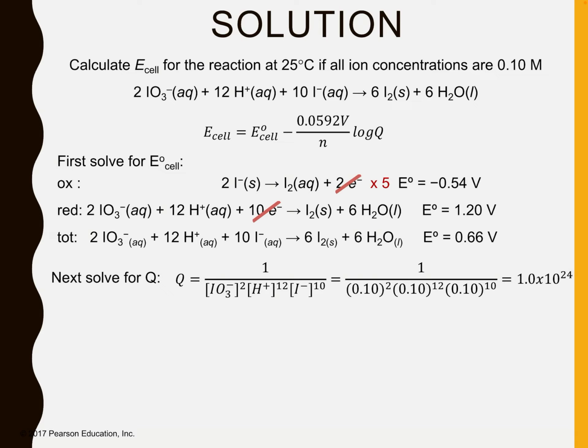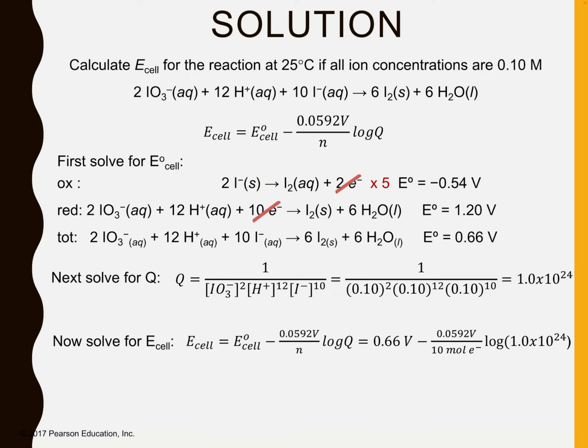So in this problem, we have a pure solid and a pure liquid as our products, so we don't have any products on the top. We're just going to put a 1. Everything goes on the bottom because all of our aqueous solutions are reactants. So you'll include them all there, again, raised to the power of their coefficients. We're multiplying 0.1 together lots of times, and we're going to get 1 times 10 to the 24th. So a very, very large value for Q.